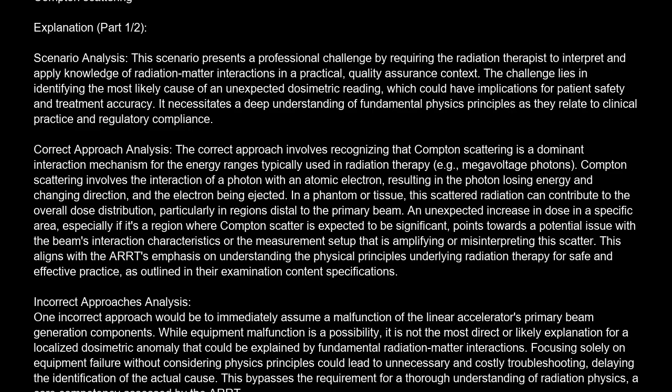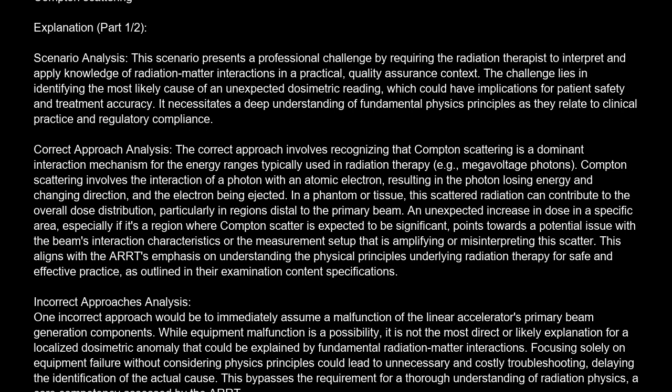In a phantom or tissue, this scattered radiation can contribute to the overall dose distribution, particularly in regions distal to the primary beam. An unexpected increase in dose in a specific area, especially if it's a region where Compton scatter is expected to be significant, points towards a potential issue with the beam's interaction characteristics or the measurement setup that is amplifying or misinterpreting this scatter. This aligns with the emphasis on understanding the physical principles underlying radiation therapy for safe and effective practice, as outlined in their examination content specifications.